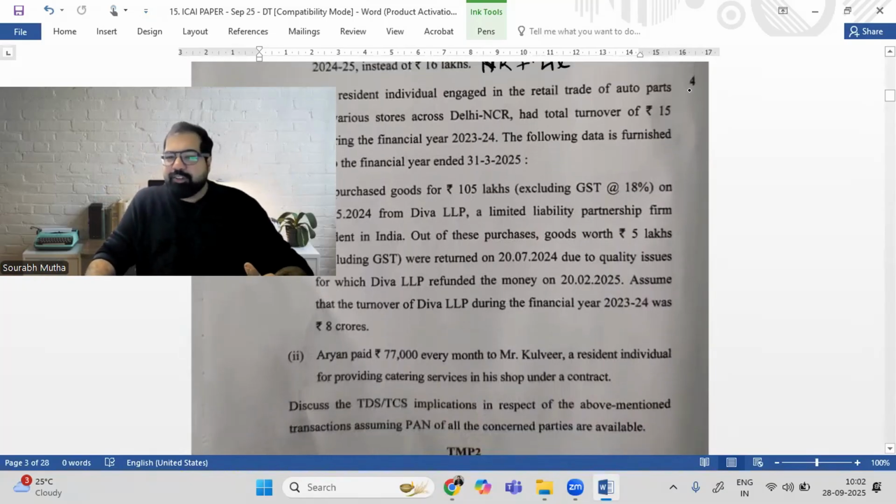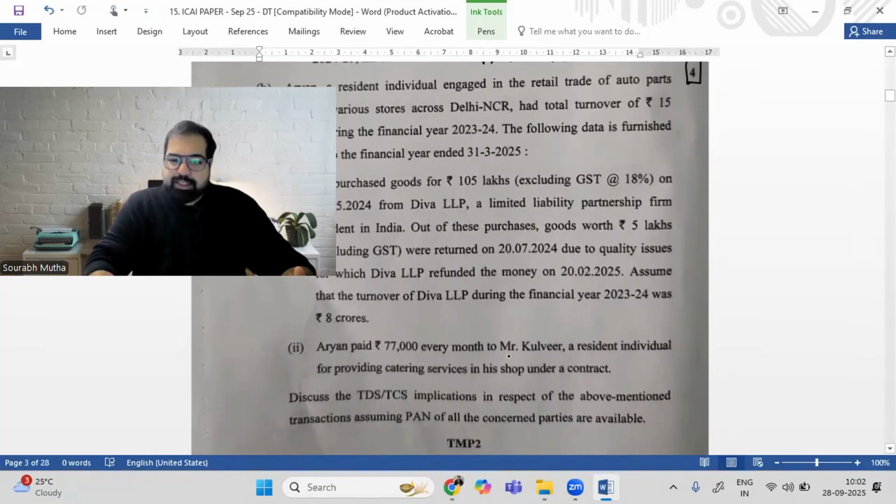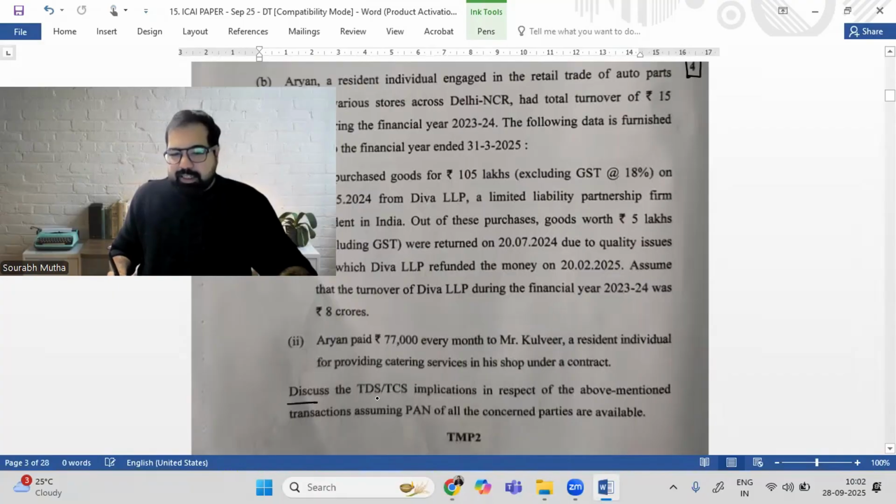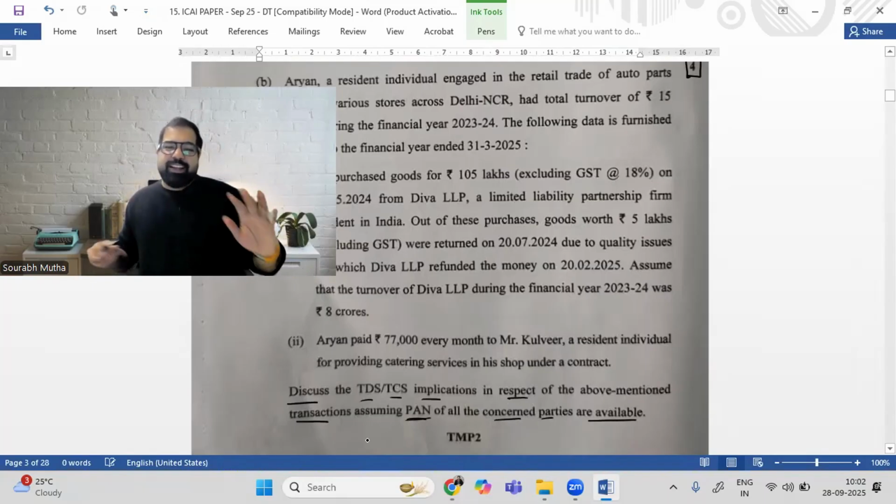Aryan Khan, no, Aryan only, is going to get us 4 marks if we are able to answer this question well. Let's see what this question is. Looks like it's a tedious question. I always jump to the last line because the juices are in the last line. Discuss the TDS and TCS implication in respect of the above mentioned transactions, assuming PAN of the concerned parties are available. PAN is available, that means the higher rate will not apply.